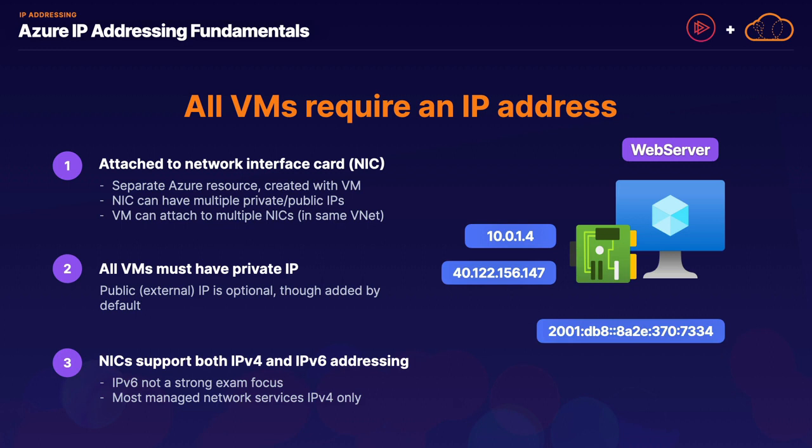With that in mind, though, be aware that IP version 6 is not really going to be a strong exam focus. The vast majority of our discussions are going to be centered on IP version 4. However, there are a couple specific IP version 6 topics you do need to be familiar with for the exam, and we will cover those as we get to it. Overall, though, the vast majority of the managed network services we will be talking about in this course are IP version 4 only. However, IP version 6 is possible within a virtual network and attached to virtual machines as well.